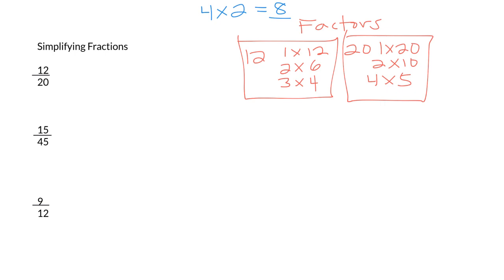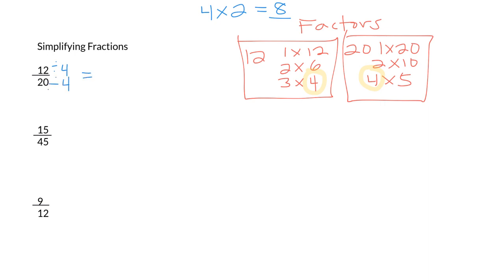Now look at these 2 lists of factors. What is the greatest factor that they both have? They both have 1. That's not the biggest one. They both have 2. They both have, ooh, I see it, 4. So the biggest number we can divide both of these by is 4. We found our greatest common factor, which was 4. So we're going to divide both our numerator by 4 and our denominator by 4.